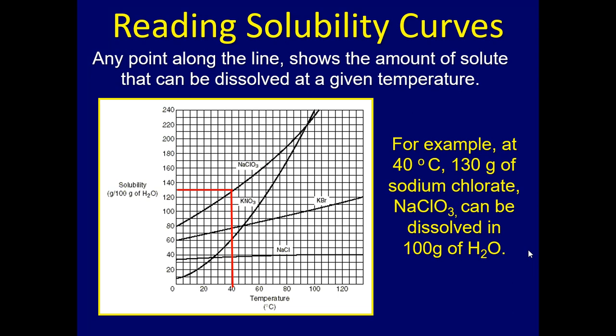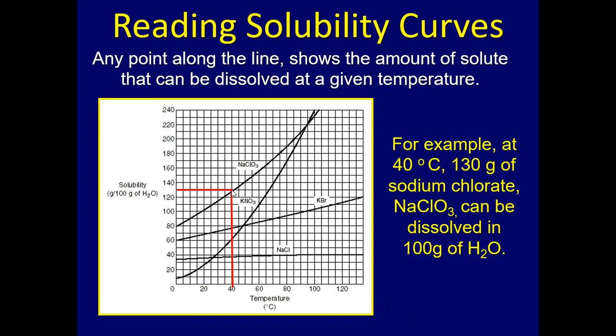At 40 degrees Celsius, 130 grams of sodium chlorate, NaClO3, can be dissolved in 100 grams of water. If we look at the x-axis, we find the 40, carry it up to where you see the line for the substance you're looking for. In this case, it's NaClO3, so the red line is carried up to the line. Then we're looking for 130 grams. So 40 degrees Celsius and 130 grams meets right along that line.